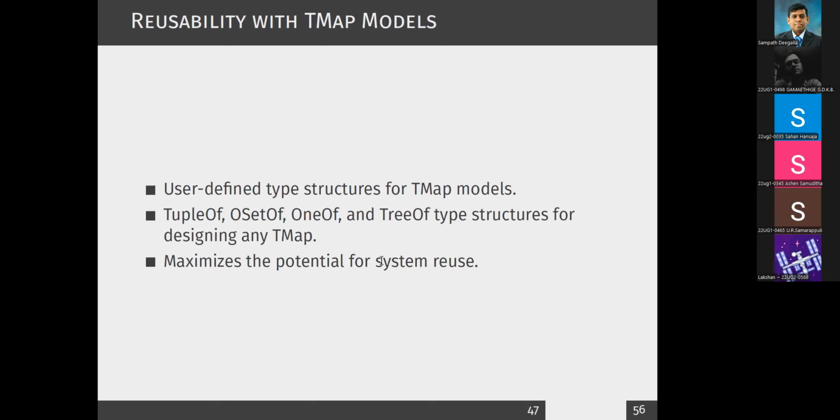When we have user-defined type structure for TMAP models, you can use various other structures. For example, tuple of, set of, one of, tree of, and these are different types of structure. In our example, if you look at the legs, legs are a set of leg, right? So likewise, we can define them. Once you use these ideas, they can be reused, which is very useful, and we can minimize errors when using reusable functions.